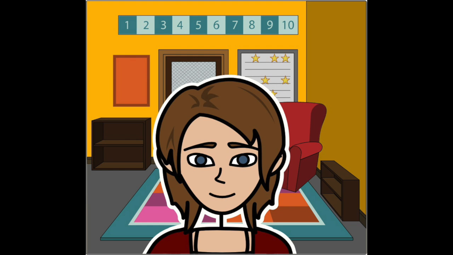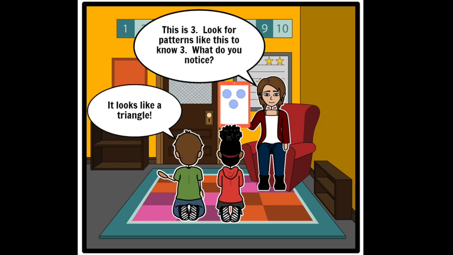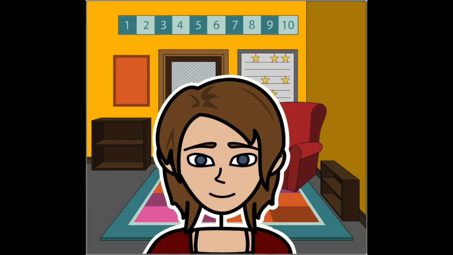Knowing how to subitize will help you to more easily do more difficult math skills like adding and subtracting. Subitizing is quickly recognizing the amount in a group without having to count it. This is 3. Look for patterns like this to know 3. What do you notice? It looks like a triangle. Thinking about what you notice in a group will help you to subitize.